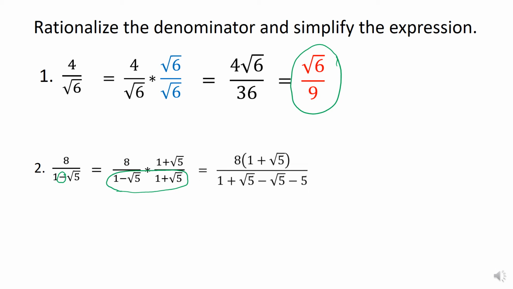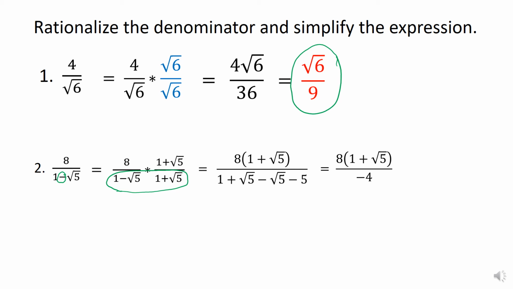So as you can see in the next step, we're just going to leave the numerator as 8 times 1 plus root 5, and you can see in the bottom that we have FOILed the denominators. Now the nice thing about multiplying by the conjugate is that because we changed the sign of the middle, that means they're always going to cancel.